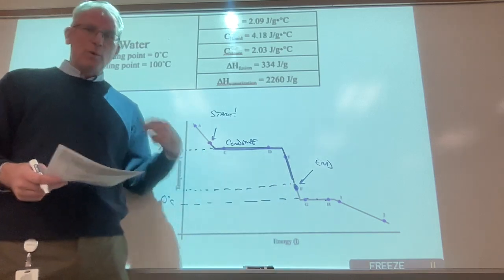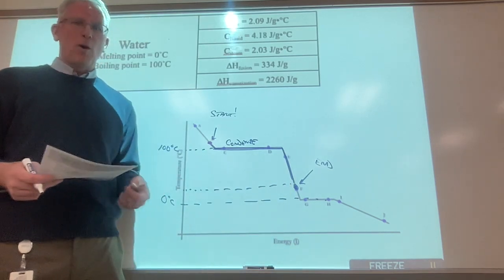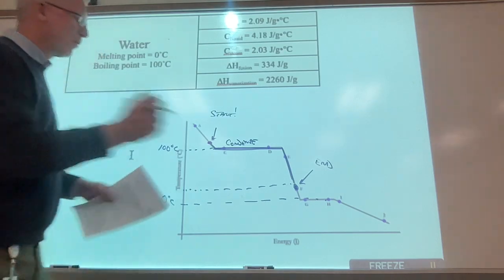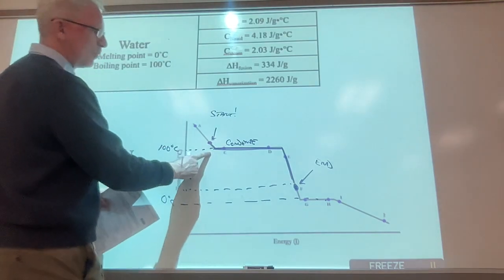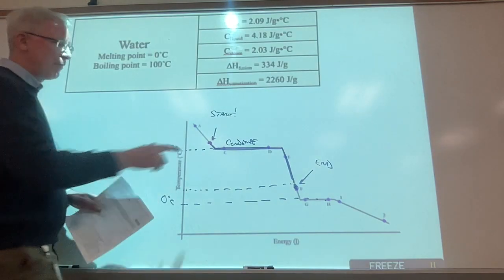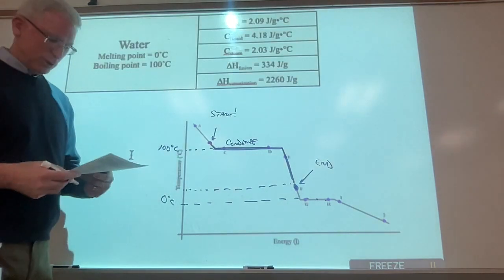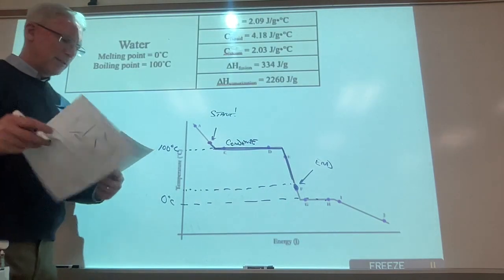Okay. Each one of these steps has to be done independently. They each have their own equation. So whenever we're on a slanted one, we are going to use Q equals MC delta T. And whenever we're on a straight part, a flat part, we're going to use Q equals MH. Okay, so let's take a look at this.